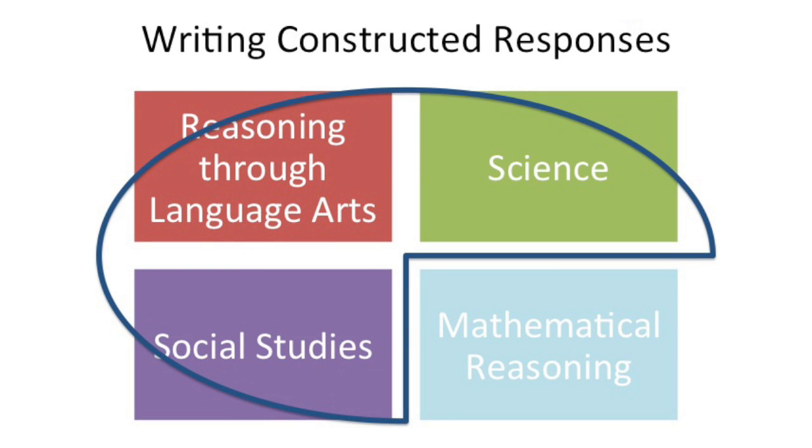And then for writing though, writing's not just its own test anymore. You're going to have a 45-minute extended response in Reasoning Through Language Arts, this is your answer to your question earlier, a 25-minute extended response in social studies, and 2 short responses, should be about 10 minutes or under, for science.